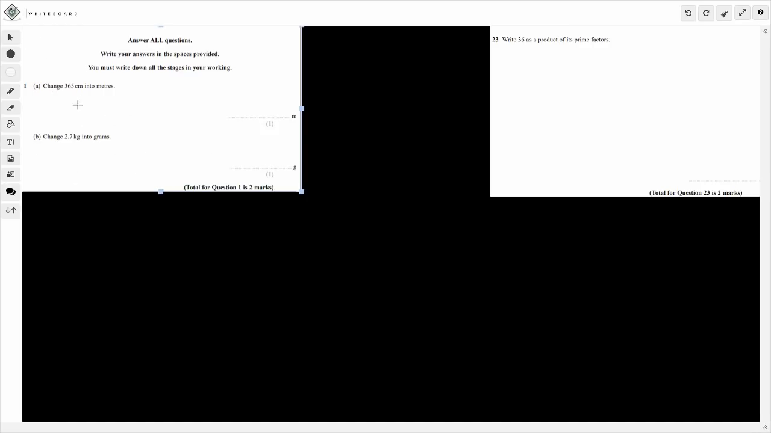So doing some more foundation questions. Question 1 here, we have to change 365 centimetres into metres. So the key to doing this is remembering that 1 metre is 100 centimetres. So if we have 365 centimetres, well, that's going to be 3 metres, and then we've got to add on the 65 as well. So what that's actually going to be is 3.65 metres.